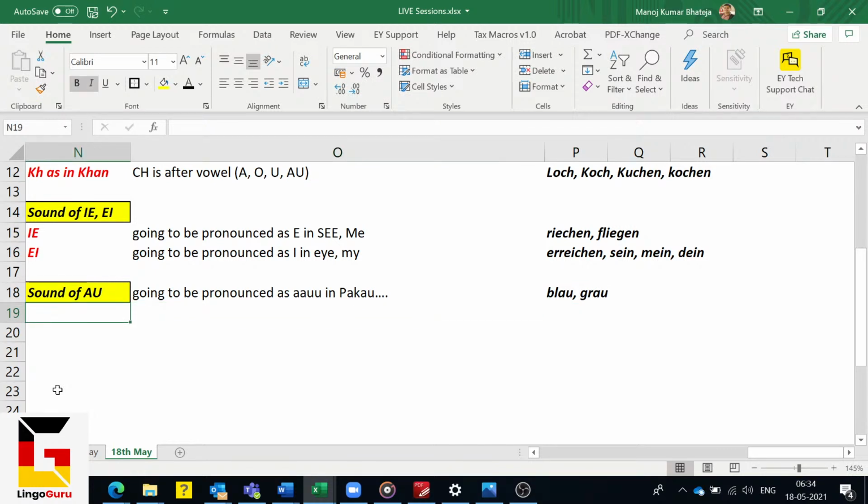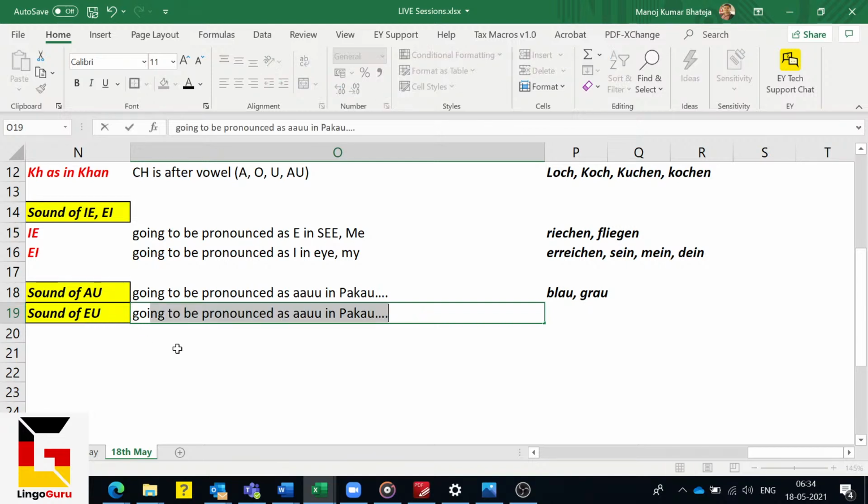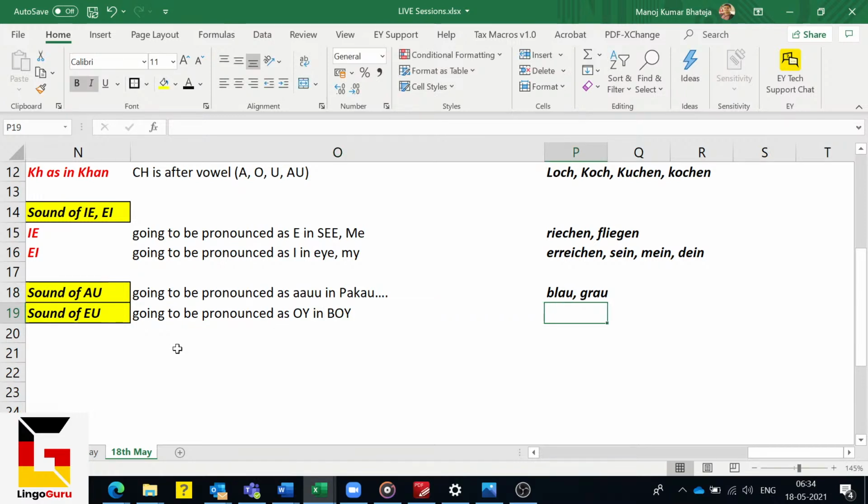Similarly, there is the sound of EU, when E appears with U. It is going to be pronounced as oi in boy. Always. Example: neu. What do Kuchen and Kochen mean? Kuchen means cake, kochen means to cook. We are going to learn this vocabulary later on. Right now, what is important is that you are aware of the sounds.